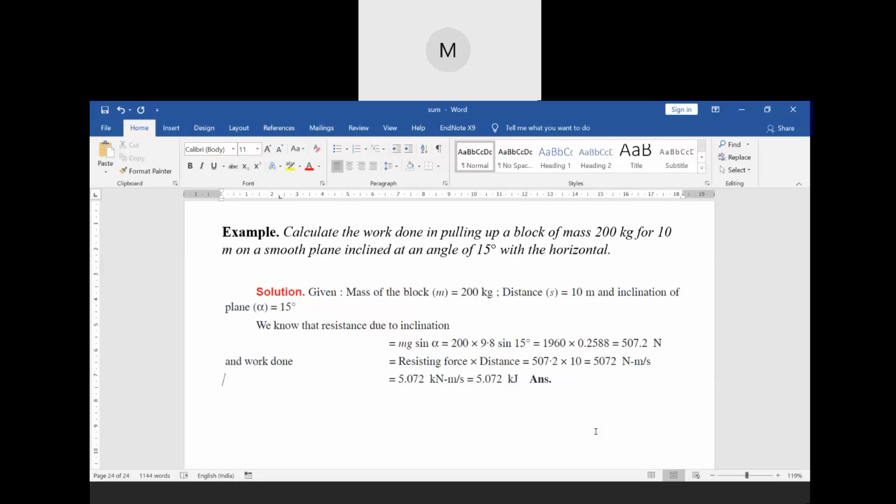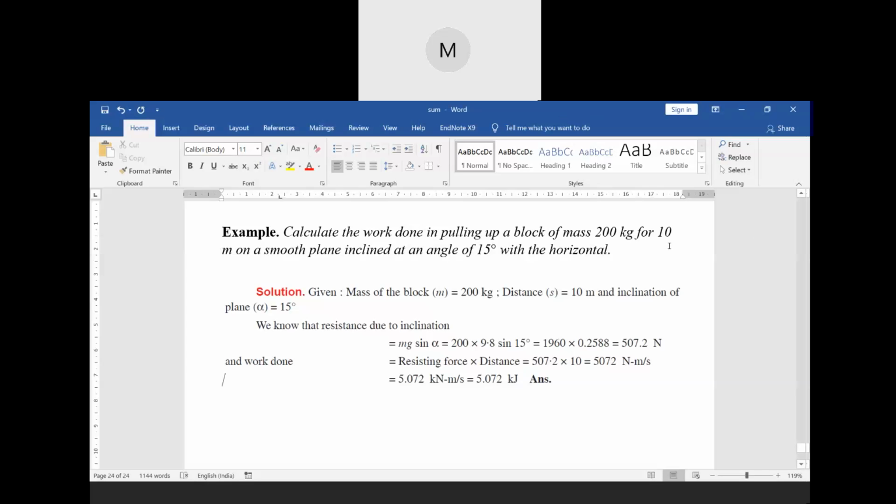So here, if you can see, the mass of the block is what? The mass of the block is 200 kgs. Right. So the mass of the block is 200 kgs. And for 10 meter, the work is done for 10 meter.